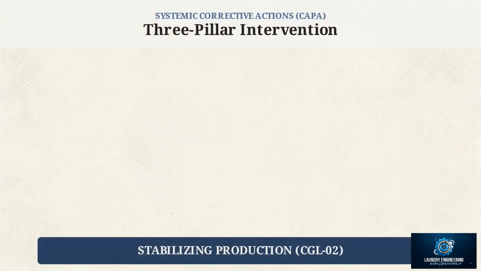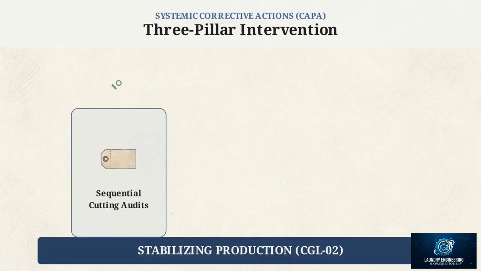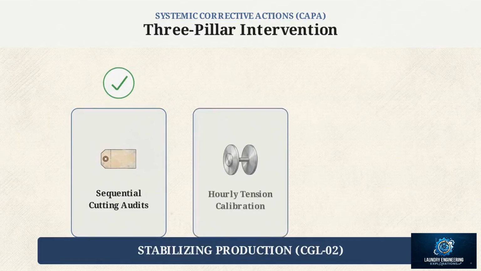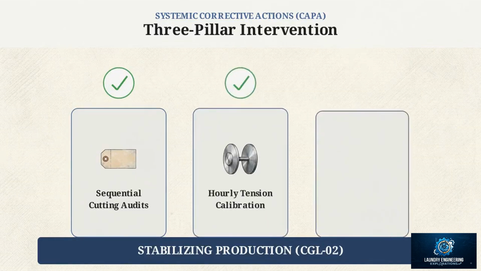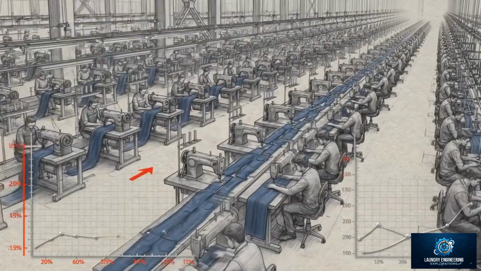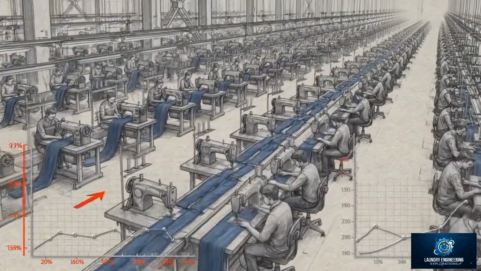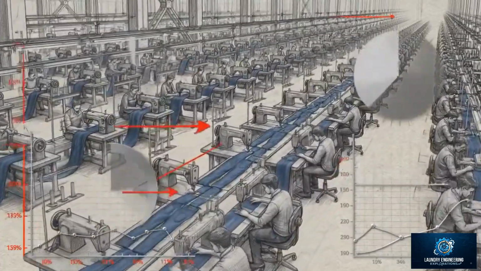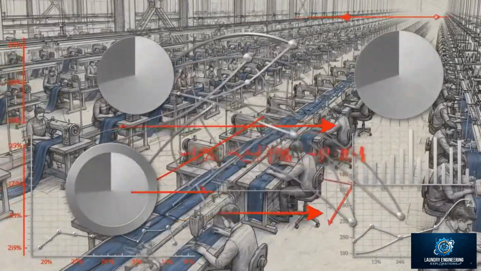To prevent recurrence, the factory must execute a 3-pillar intervention: conduct sequential cutting audits, implement hourly tension calibration, and enforce end-of-line SOPs. A deconstructed quality audit provides a precise operational map, diagnosing the exact points where the manufacturing system is bleeding efficiency.